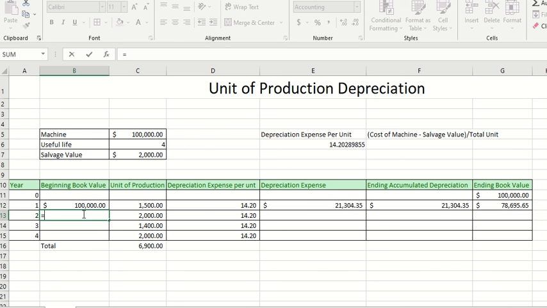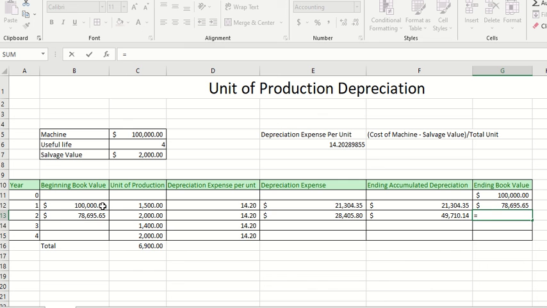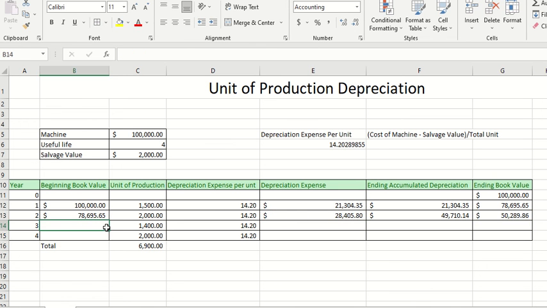So this one we repeat again in here. And now we have this one multiplied by this one. So this one plus this one. So we have this one minus this one. And we repeat again.